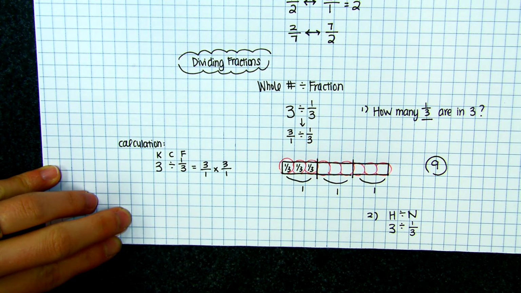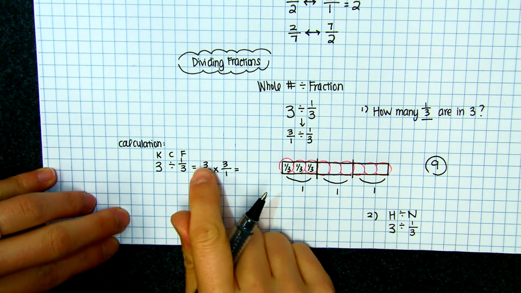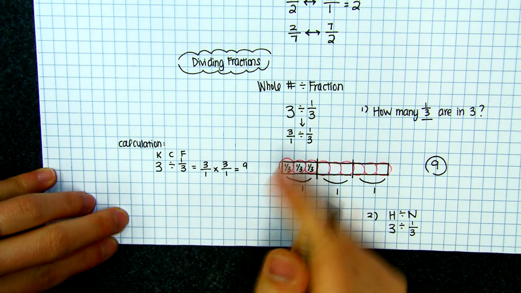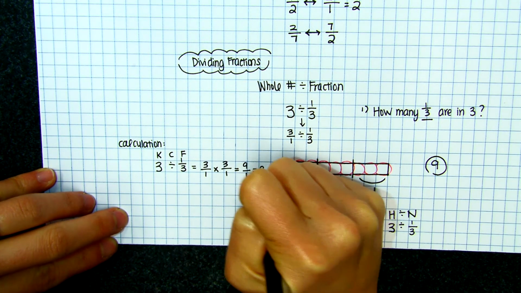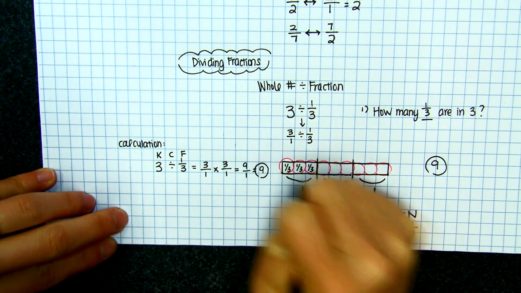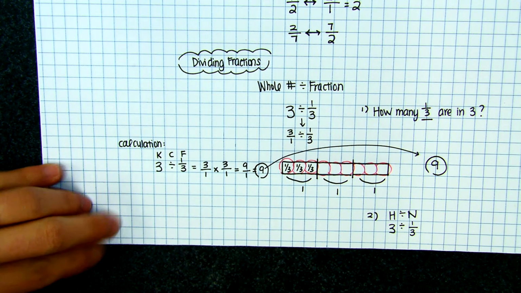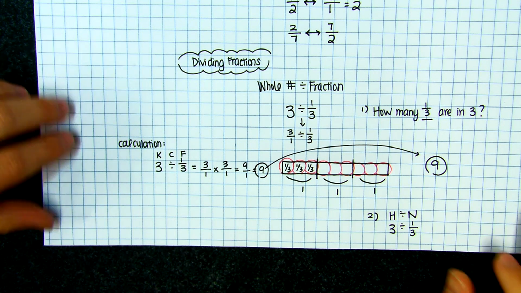Okay? Now, we know how to multiply. We did this in 2.1. So what is 3 times 3? Numerator times numerator, 9. Denominator times denominator, 1 times 1 is 1. So my final answer is 9. And ta-da! That does match what we drew here. Okay? So that is pretty much dividing fractions.